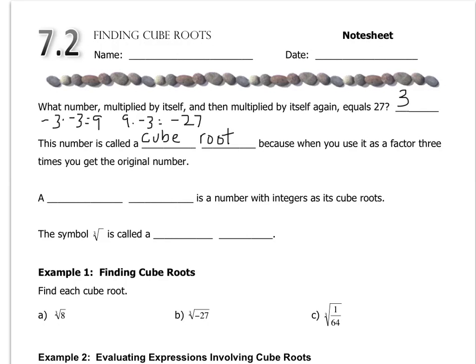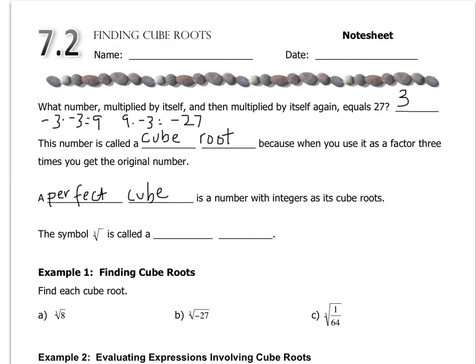Similar to a perfect square, there are things called perfect cubes, and that's when you have an integer as your answer. Almost all numbers have cube roots. It's just a question of how complex they are. So numbers that have an integer as their answer are going to be called perfect cubes.